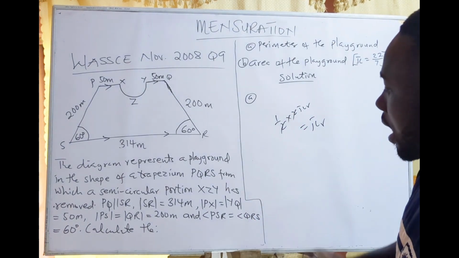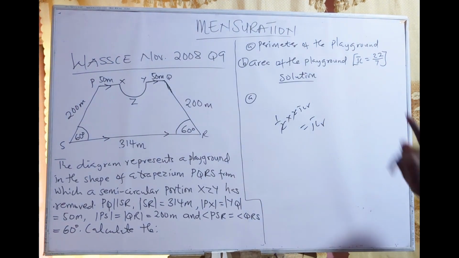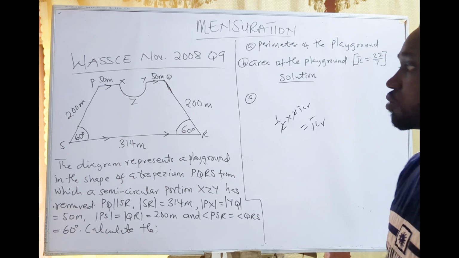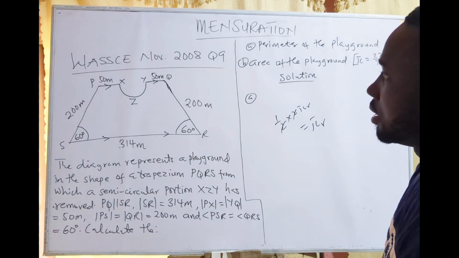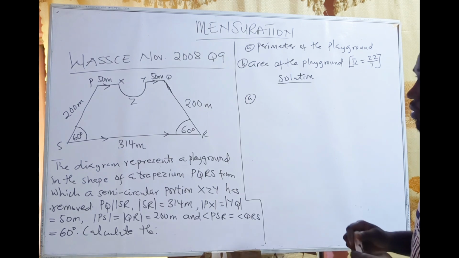We are given pi as 22 over 7. But do we know the radius? No. So there is some work to be done to get to know the radius. Is that okay? And where can the radius be found?